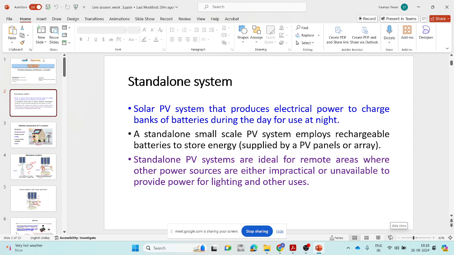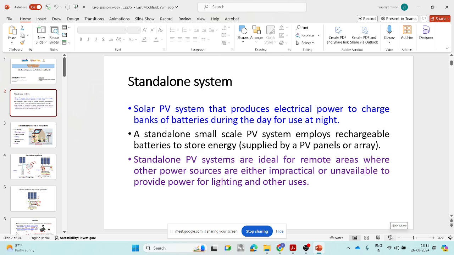So it's already 6:18, so we'll start the session. Welcome back to the fifth lab session of the solar energy engineering and technology course. Myself, Soumya Tiwari, I'm a PhD scholar at the Department of Sustainable Energy Engineering at IIT Kanpur.